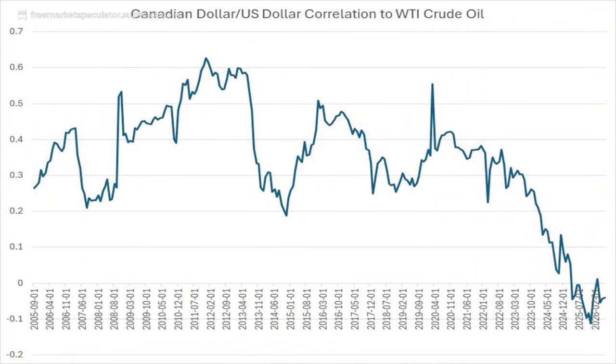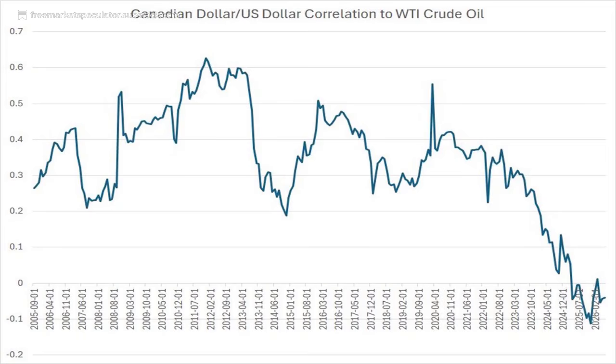For many years, we talked about currencies, particularly the Canadian dollar and the Australian dollar, as natural resource currencies, or petrocurrencies, you'll sometimes hear. They would benefit from higher energy prices, or in the case of Australia, higher iron ore prices. Well, let's look at a rolling 2-year correlation of the Canadian dollar to WTI oil prices. This chart shows the period from 2005 to the present.